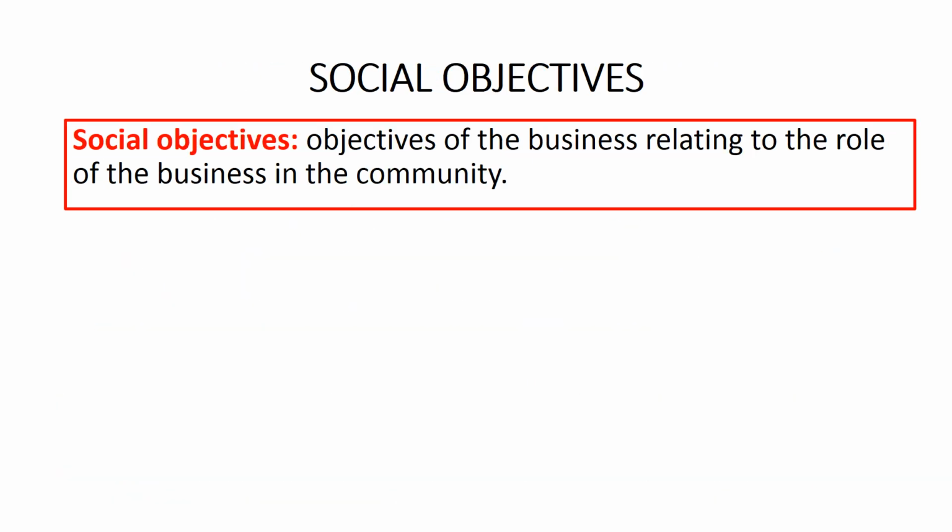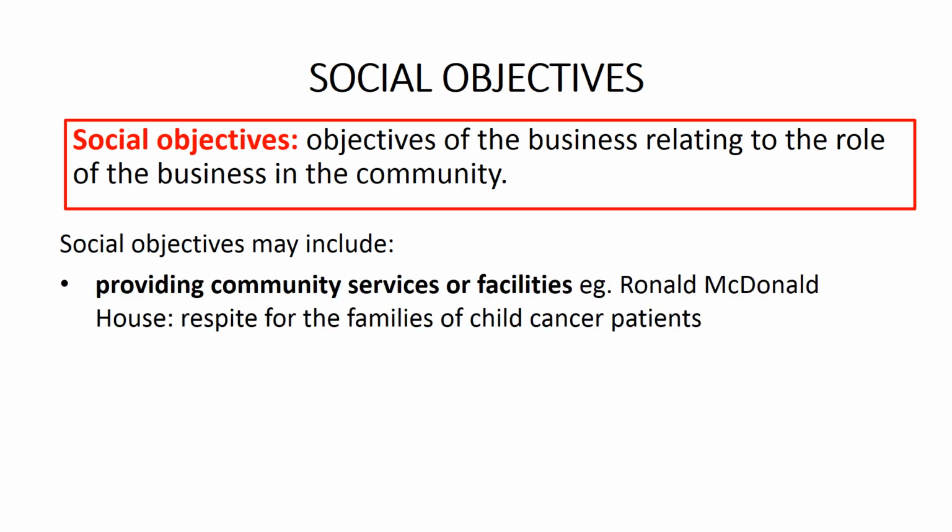The fourth and final type of business objectives is social objectives. Social objectives are objectives of the business relating to the role of the business in the community. Please write that definition down in your summary table. Now, there are a range of possible social objectives, and I suggest that you just describe one or two of these. Social objectives can include providing community services or facilities.